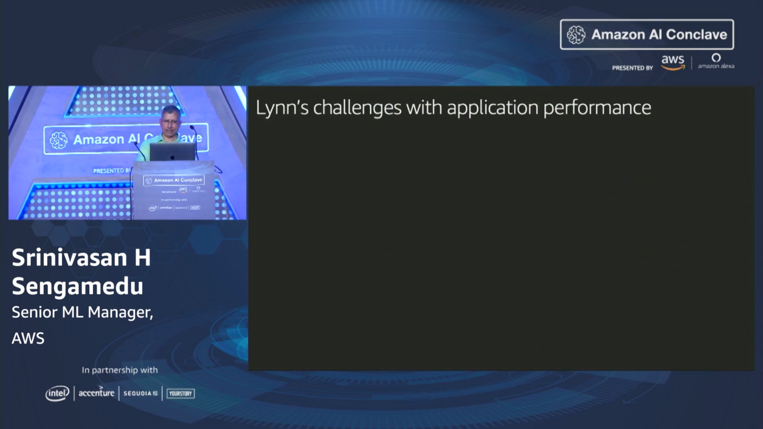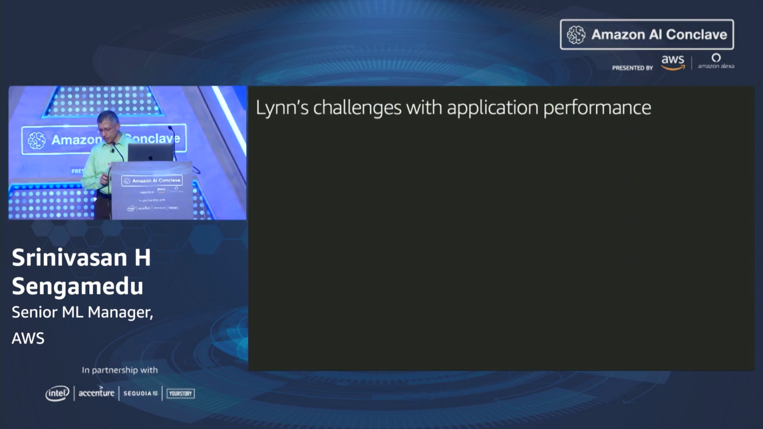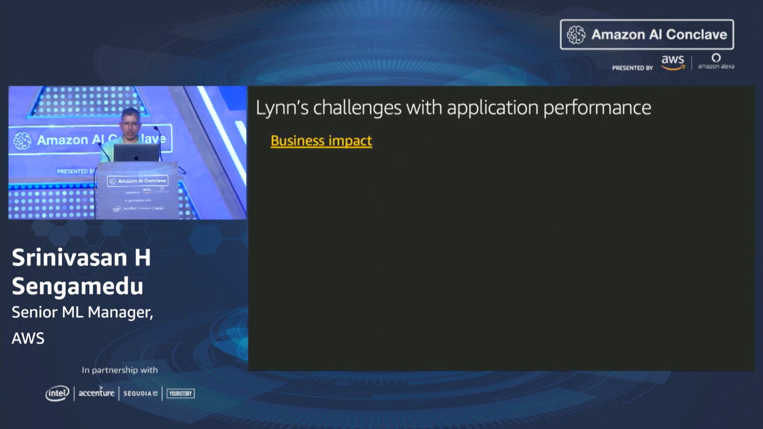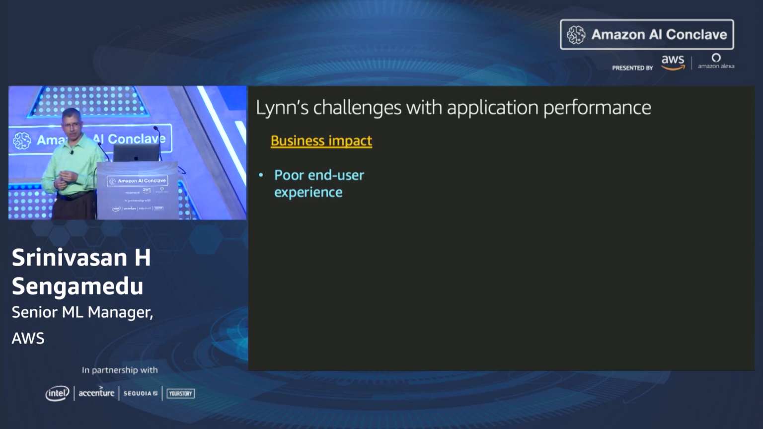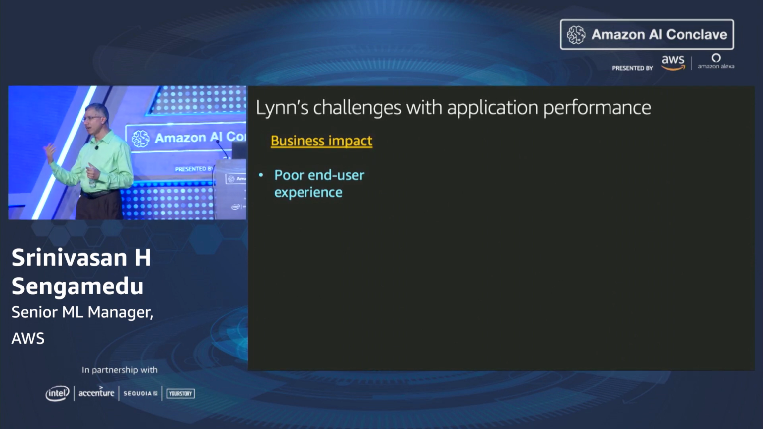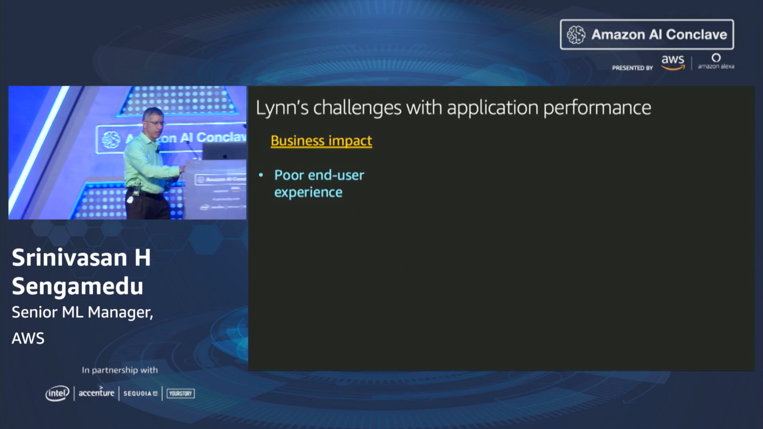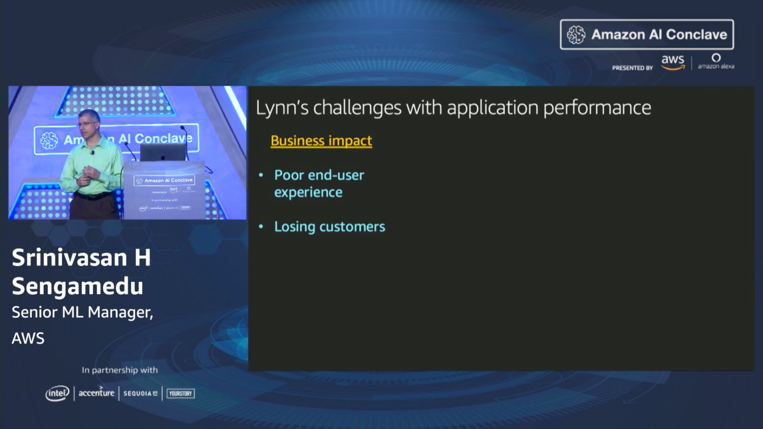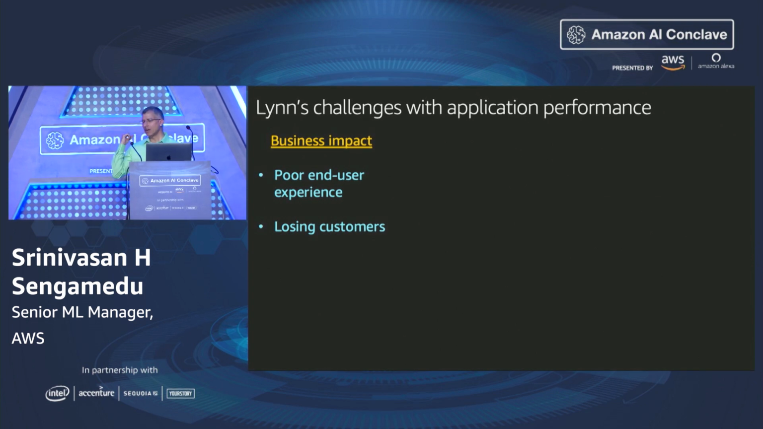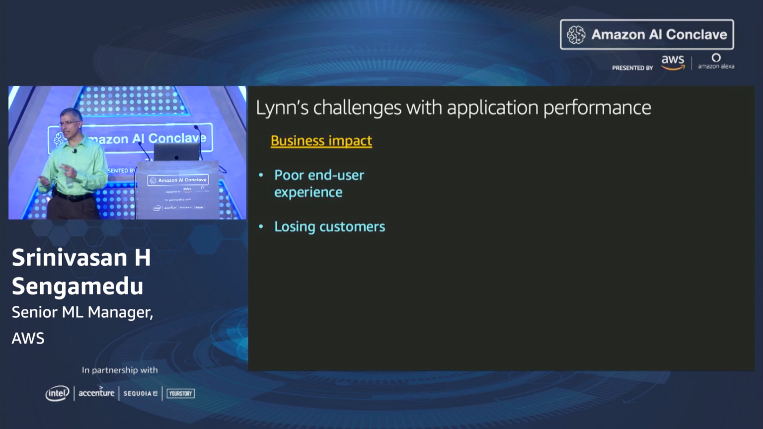Let's go back to our earlier scenario of Lynn having interaction with the on-call. The problem with poor application performance is, first, that it results in poor end user experience. Users are very sensitive to latencies, and if the application is not responding, it results in a loss of customers, right? So this is very important. You want to first prevent these issues, and if you cannot prevent them, at least identify and fix them as soon as they occur.